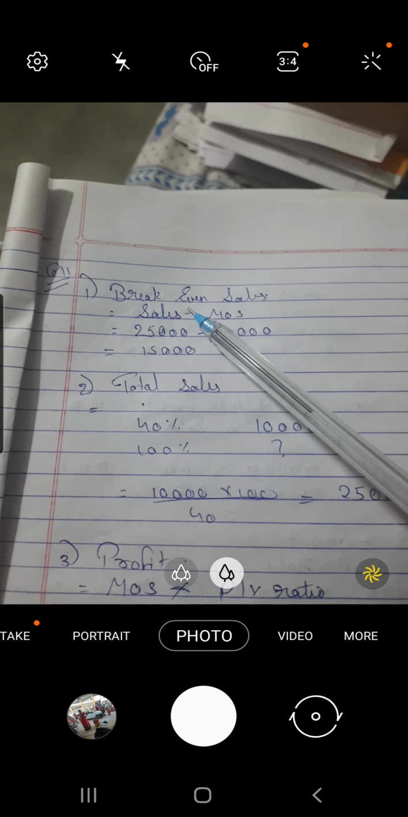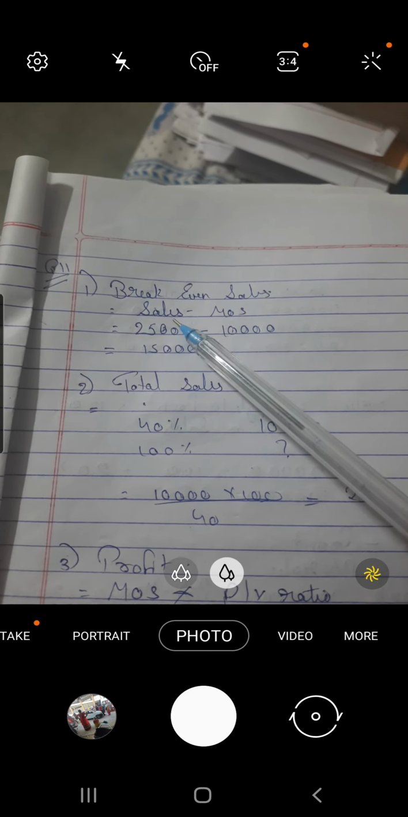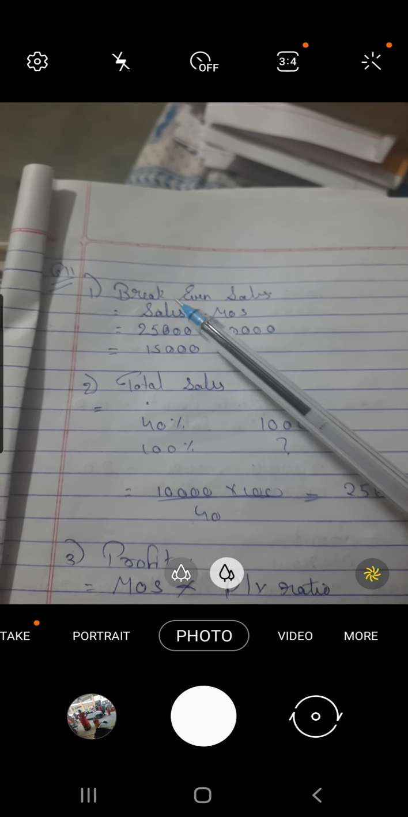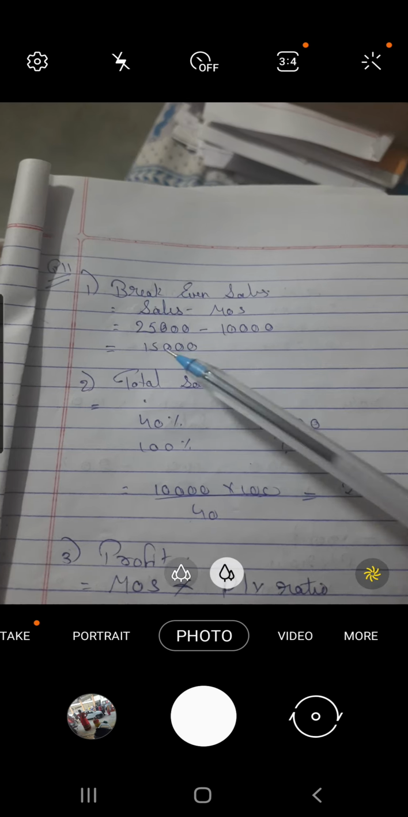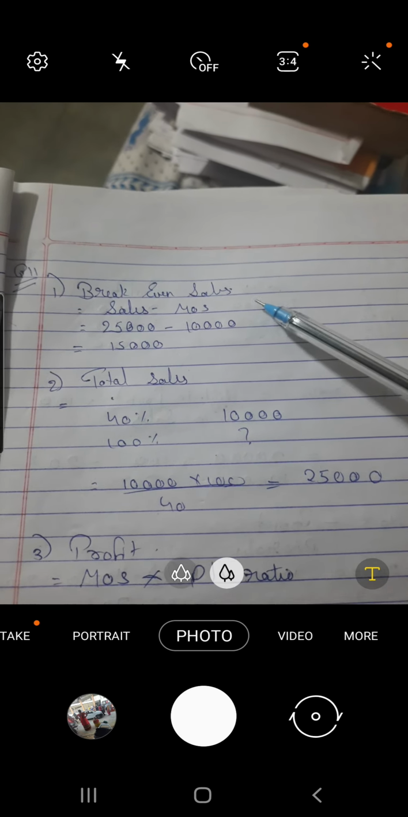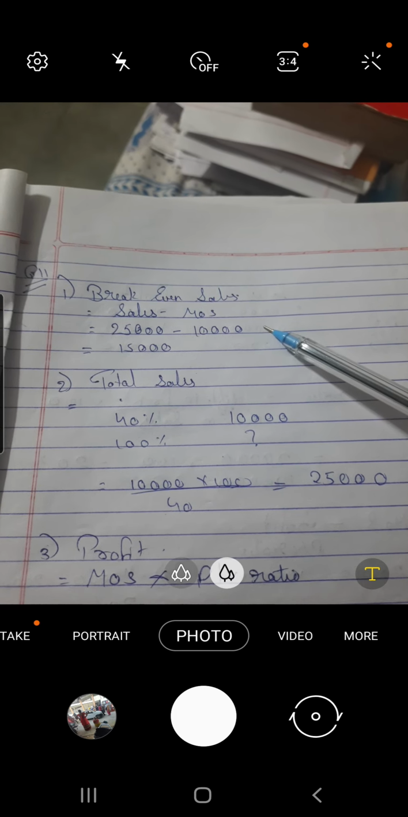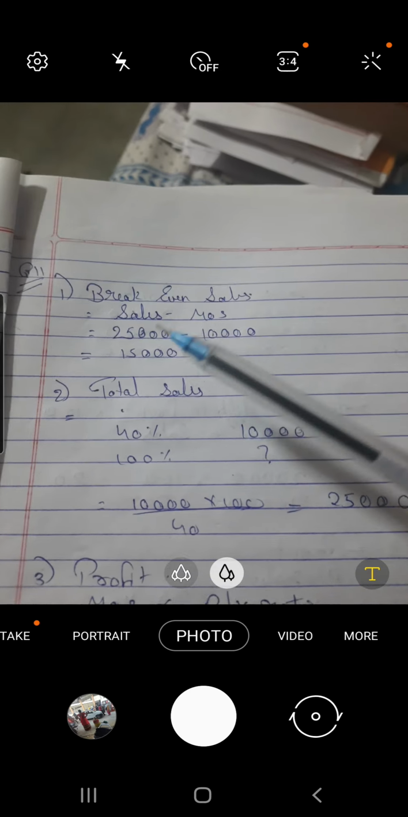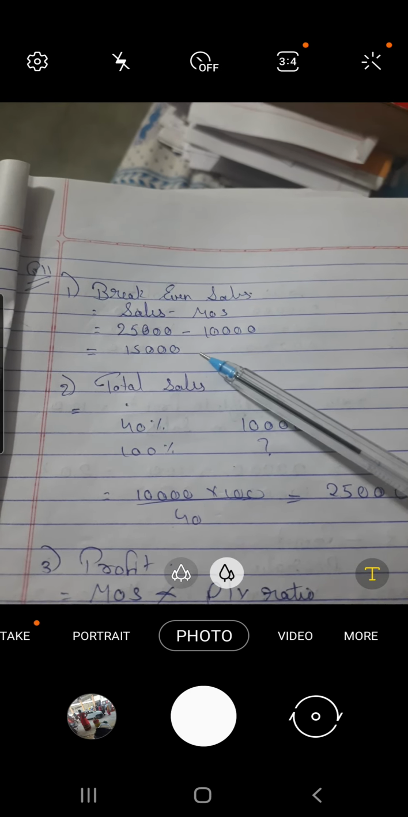Now, for the break-even sales, we already have the formula, which is sales minus margin of safety. Sales is 25,000 as we have got here, and margin of safety is 10,000, which is already given in the question. According to that, the answer for break-even sales will be 15,000.